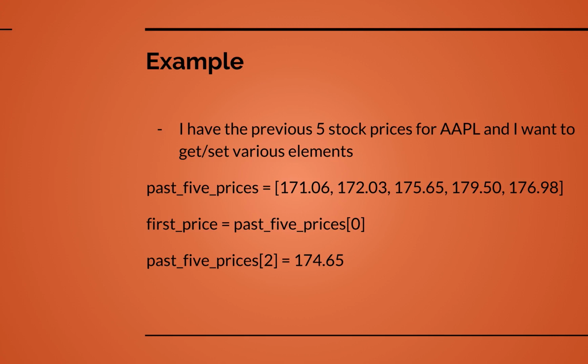In the next line, I'm taking that same list, first 5 prices, accessing the element at index 2. So that's the middle one, 175.65. And I'm changing it to a new value. Maybe I made a typo or something, and I want to change that to 174.65. So at that point, the list would read 171.06, 172.03, 174.65, then 179.50, 176.98. Okay, so that is actually modifying the original list, and so it contains that element at that index specified.